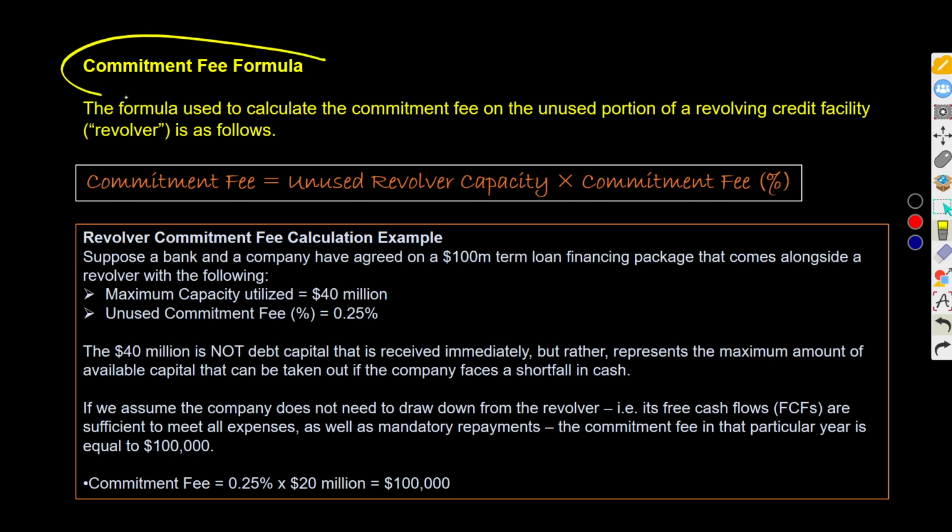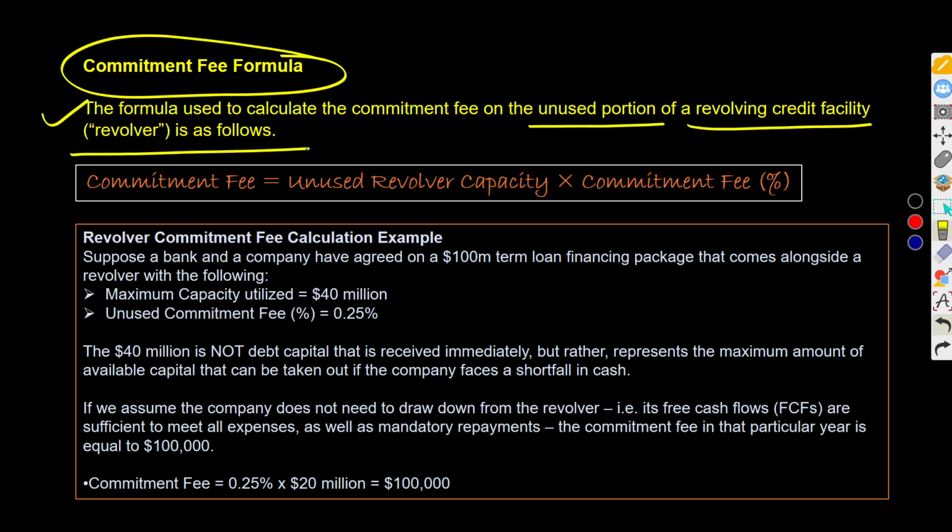Commitment fee formula. The formula is used to calculate the commitment fee on the unused portion. Unused means the amount which you haven't withdrawn yet. That amount would be the unused portion of the revolving credit facility. The revolver commitment fee is as follows: commitment fee means unused revolver capacity.